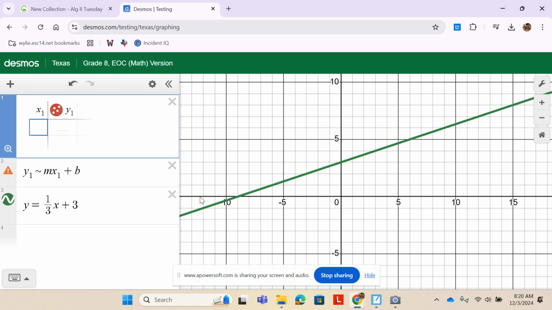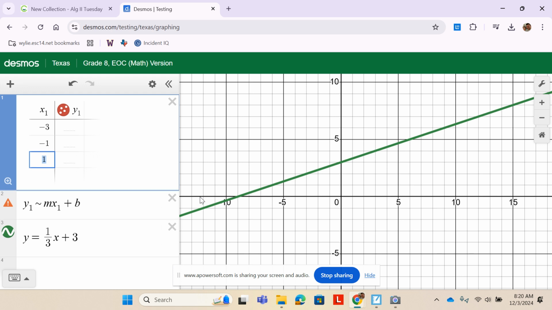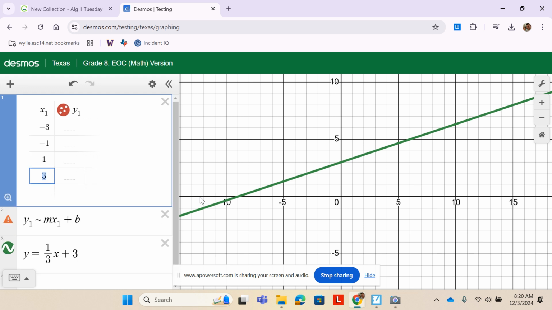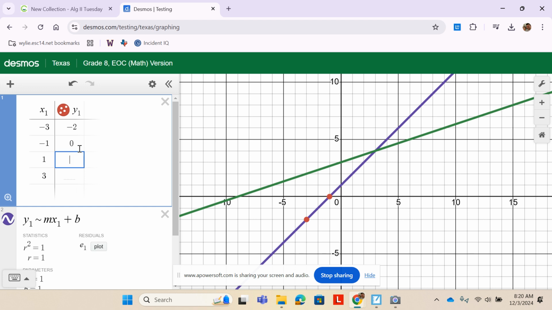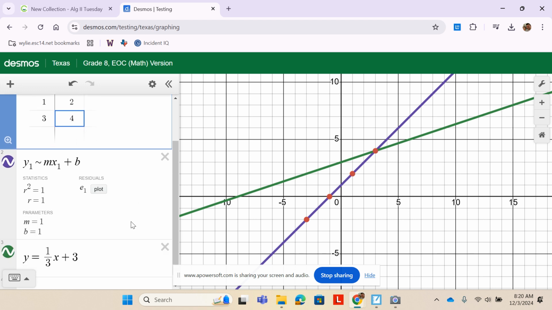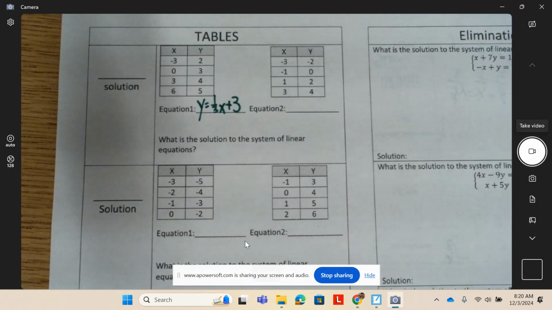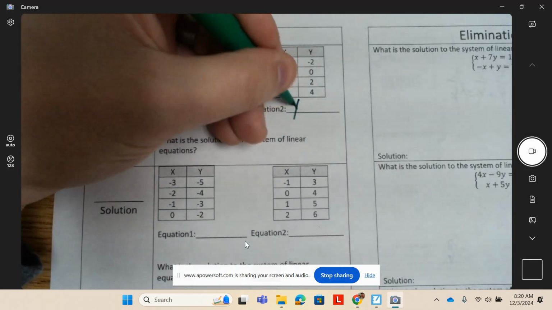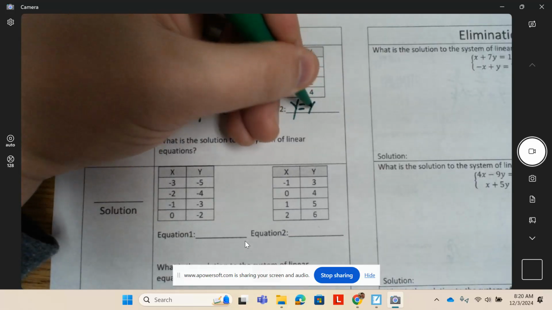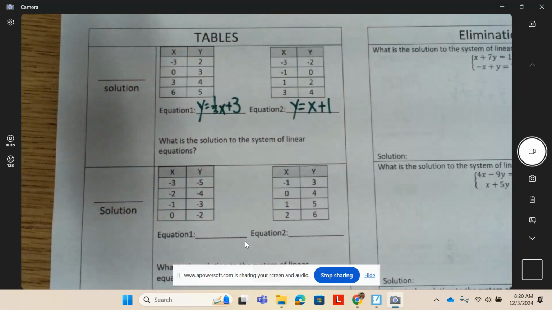So then the next one I have -3, -1, 1, and 3. And I've got -2, 0, 2, and 4. So nice thing is I've got this typed in. It already gives me my linear regression. I have a slope of 1 and a y-intercept of 1. So that means my equation is y equals x plus 1.